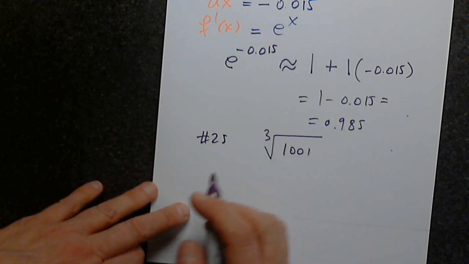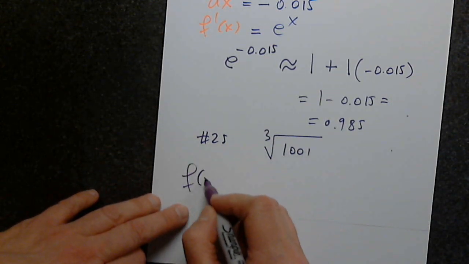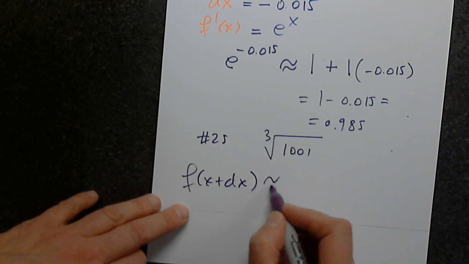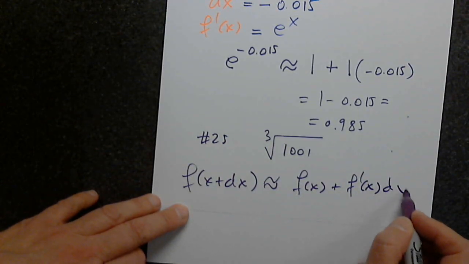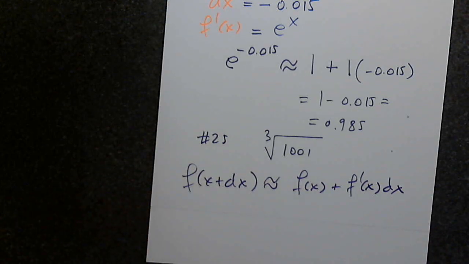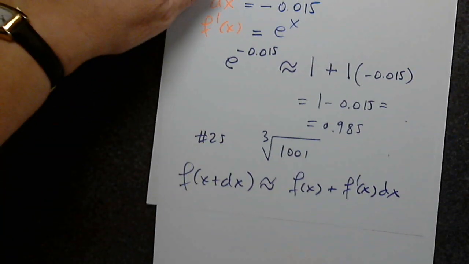I write my powerful result: f of x plus dx is approximately f of x plus f prime of x dx. You have to write this several times. You have to remember where it's coming from. I don't want you to memorize it, but I want you to use it. So I need to determine 4 quantities, basically 3.